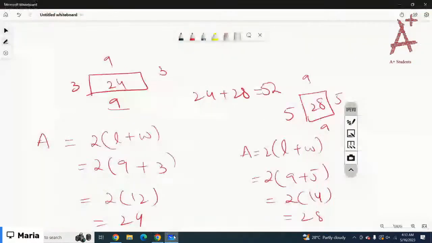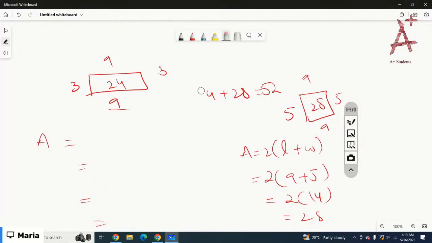Oh, area of a rectangle is just length times width. Sorry. I don't know which shape it is that I'm calculating the area of. Sorry, it is just length times width. Got it? Not 2 times length plus width.